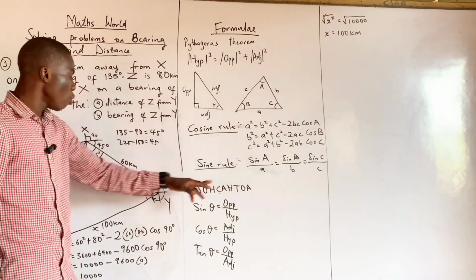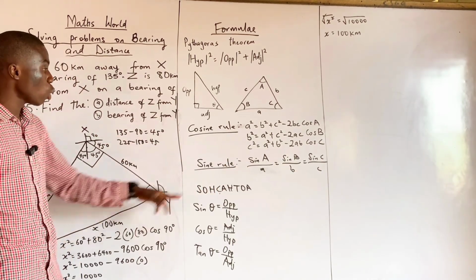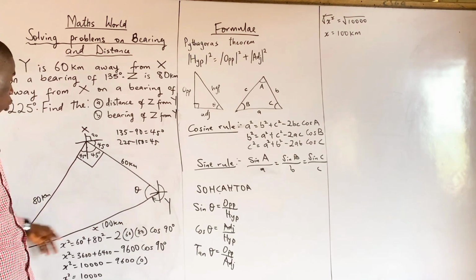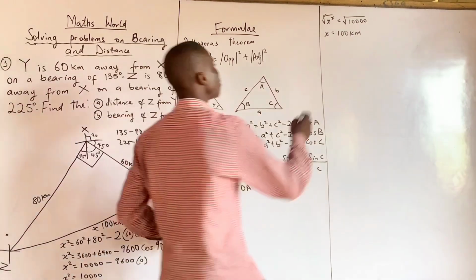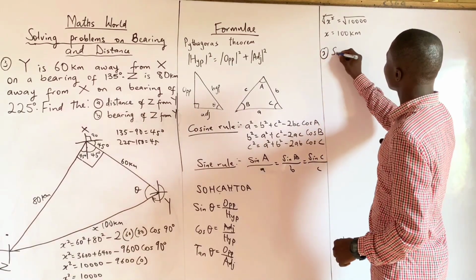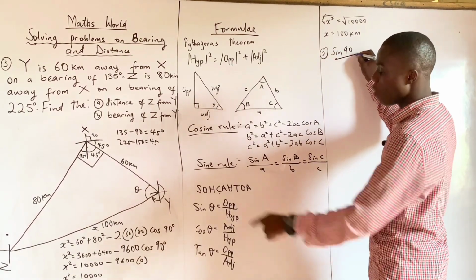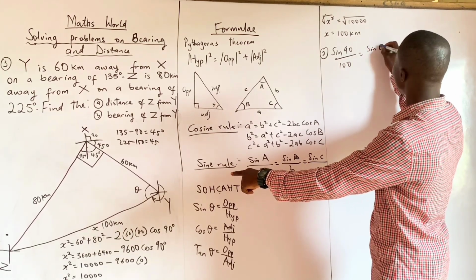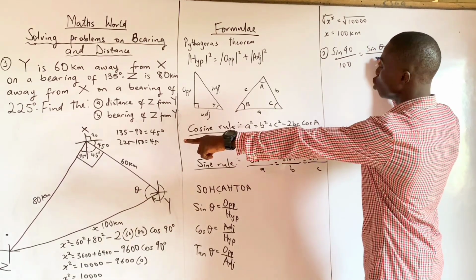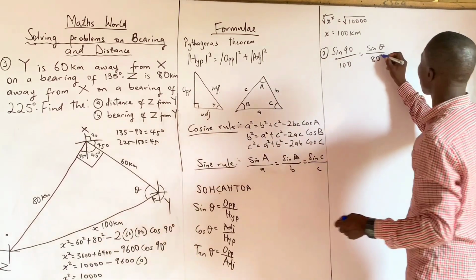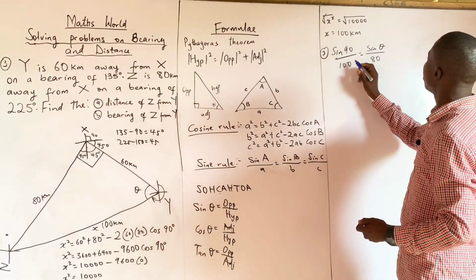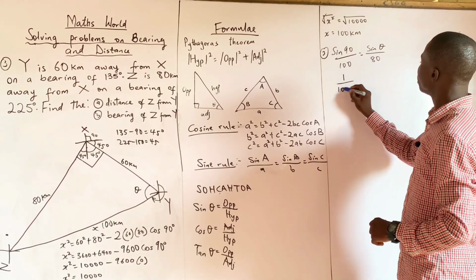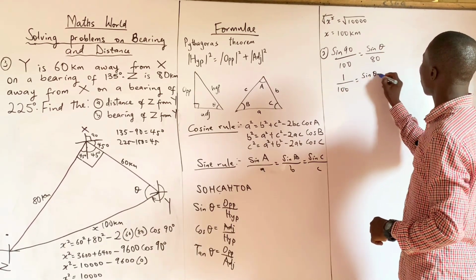Remember, sine A over A must be equal to sine B over B. So that's what I'm going to use. Since I don't have this, I'm not going to use this. So it will be sine 90 over my A, which is 100, equals sine theta over my B, which is 80 kilometers. Sine 90 is actually 1, so 1 over 100 equals sine theta over 80.